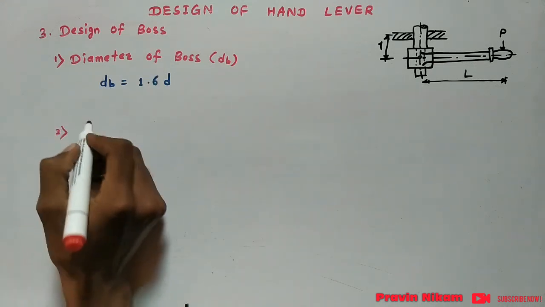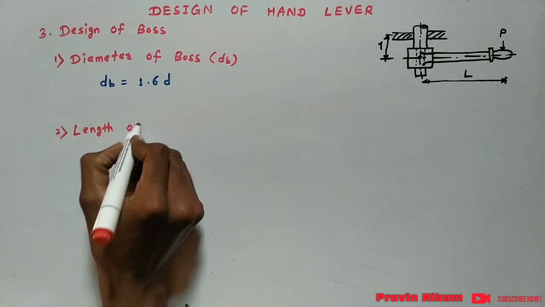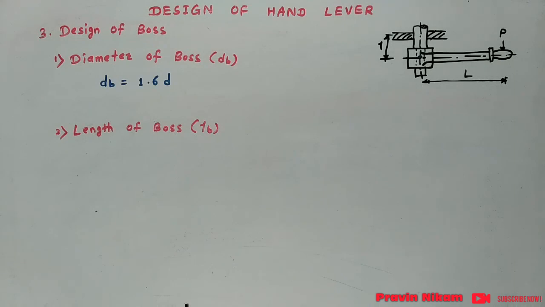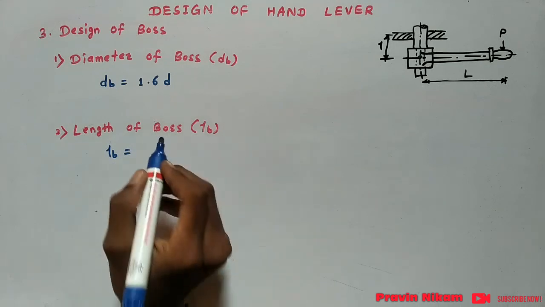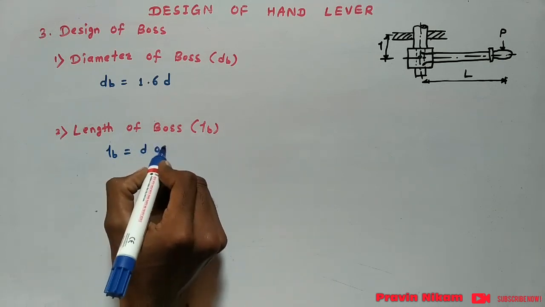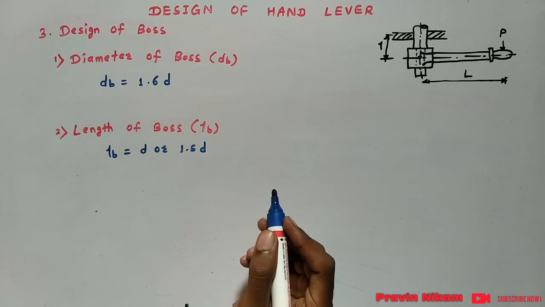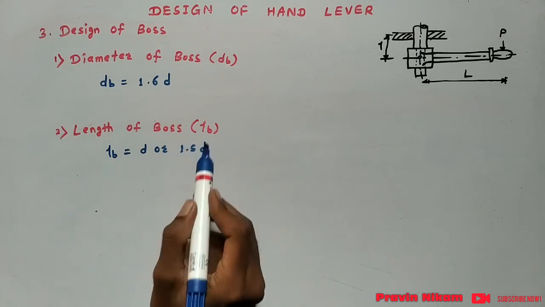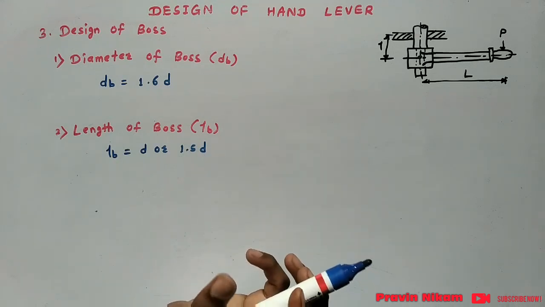Then the second dimension of boss is length of boss, that is LB. So how to find out length of boss? LB is equal to 1.5 times diameter of shaft in boss. So you can use the maximum value in the design.